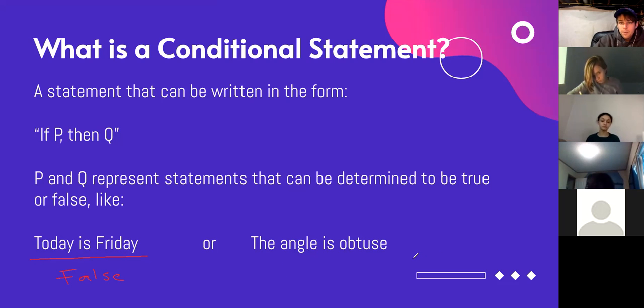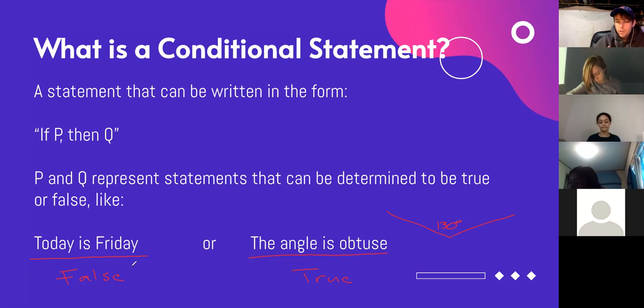And the angle is obtuse. Well, in this case, if we knew what angle we were talking about, it would be easy to decide if this was true or false. So if we had an angle that was, I don't know, 130 degrees, then it would be easy enough for us to determine whether that was a true statement or not. And in this case, that would be true. But again, it depends on what we're talking about.